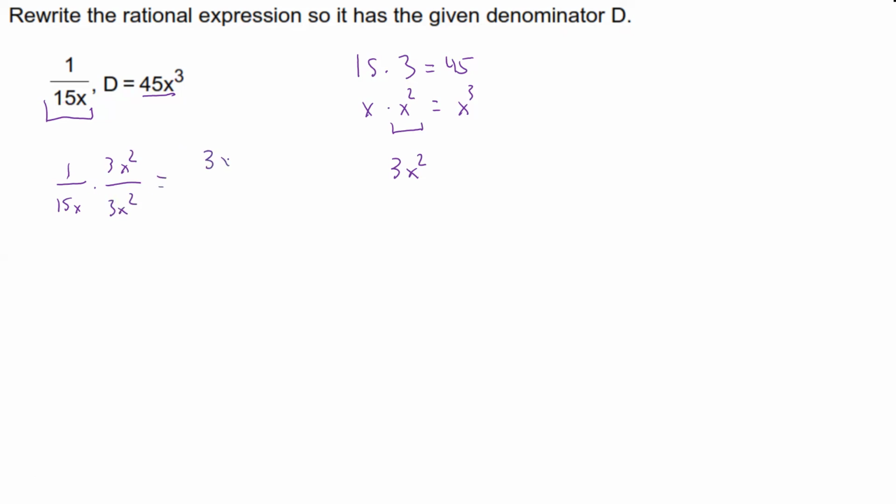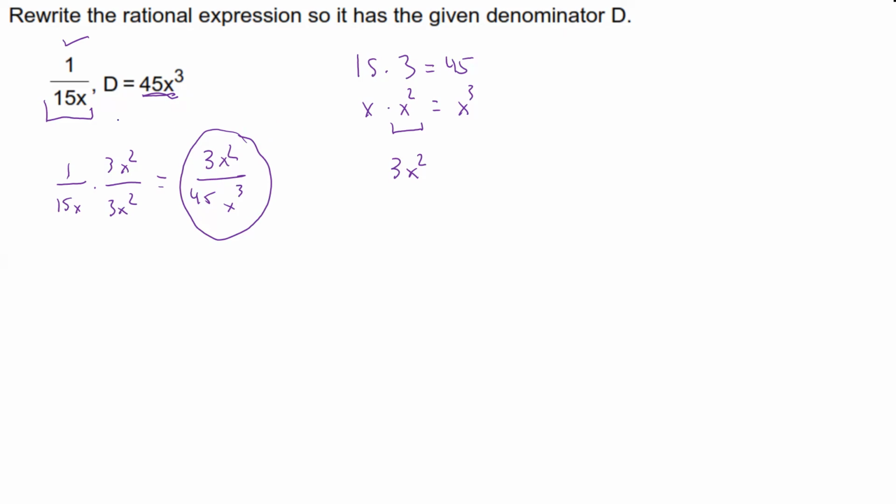So that gives us a 3x squared over, again, 15 times 3 is 45. x times x squared is x cubed. And so then that's going to be our new fraction with the common denominator of 45x cubed. Now, could we reduce it? Yeah, but we get right back to where we started again. So that's not what we want to do. We want to rewrite it as this.